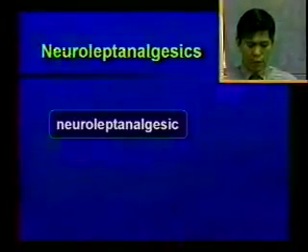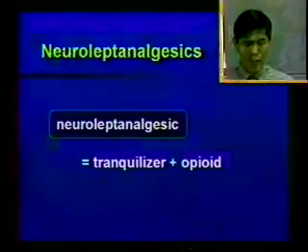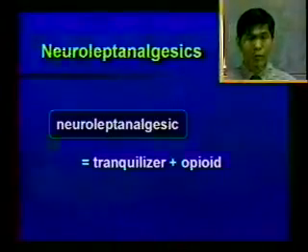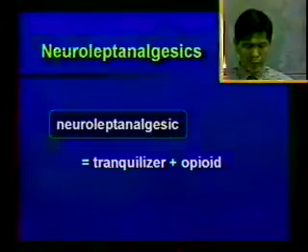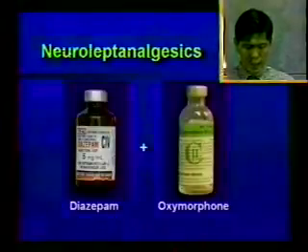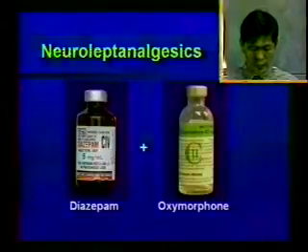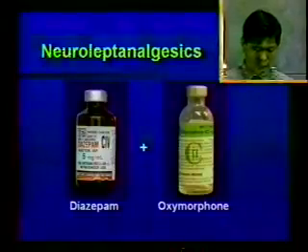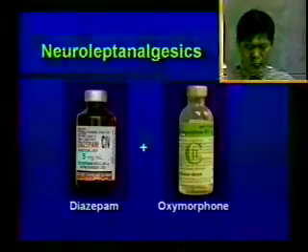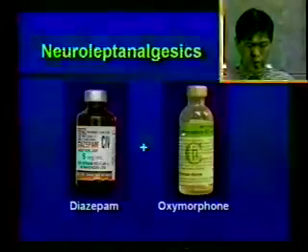Now there's also a combination called neuroleptanalgesic. This is a term that you may have heard before. This is actually a combination of a tranquilizer and an opioid, and I will give you some examples. This is a combination that I really like: diazepam, the tranquilizer, and oxymorphone, the opioid. I use it to sedate sick animals, really sick animals. This combination provides analgesia as well as sedation.